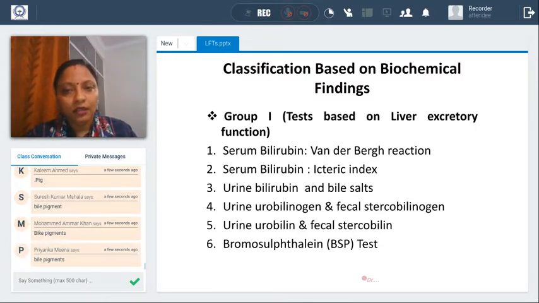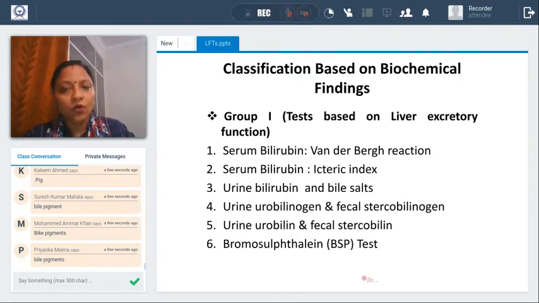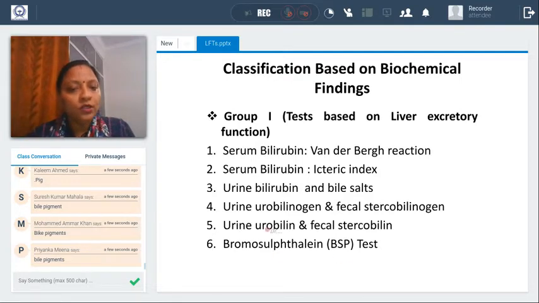Serum bilirubin can be judged by the Van den Bergh reaction. You all know about this. We will discuss it in detail when we study jaundice in later slides. Serum bilirubin by icterus index, urine bilirubin and bile salts, urine urobilinogen and fecal stercobilinogen, urobilin and fecal stercobilin. And the last one for assessing the excretory function of the liver is the bromosulfophthalein, BSP, test.